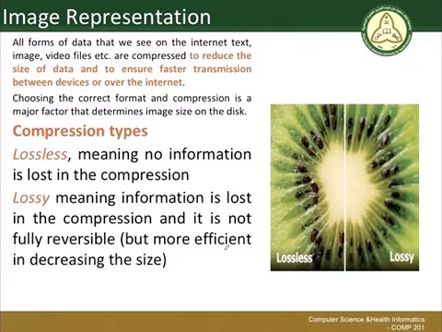All forms of data that we see on the internet, images, video, etc., are compressed. And why are they compressed? Because we want to reduce the size of the data to ensure faster transmission between devices or over the internet. Choosing the correct format and compression is a major factor in determining the image size on the disk. That's why we have two compression types. The first compression type is called lossless, meaning even if I compress the image to make the file smaller, no information is lost in the compression.